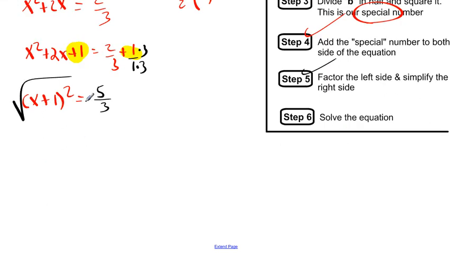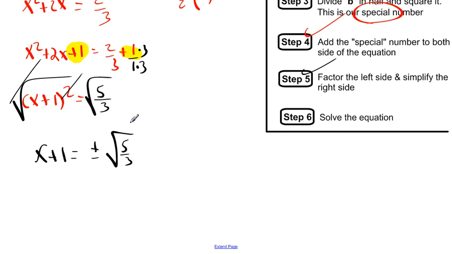Cool beans. So we'll take the square root of both sides. The radical crosses out with the square. So I just have x plus 1 equals plus or minus. See, I can't take the radical of 5 and I can't take the radical of 3, so I'm going to still leave it as radical 5 over 3. In the previous two examples, I was actually able to take the square root of the denominator. In this case, I can't take the radical of either one.